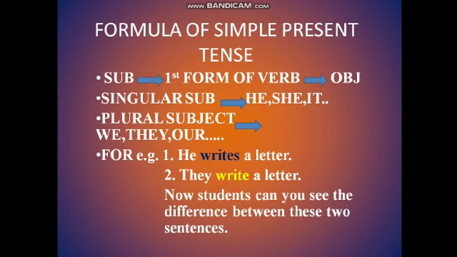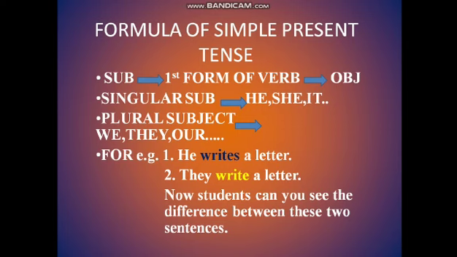Now, the formula of simple present tense: how to write a sentence in present form. Subject with first form of verb with object. If you have a singular subject, what is a singular subject? He, she, it is a singular subject, and plural subjects are we, they and you. So if you have these plural and singular subjects, how will we use the verb in present form? He writes a letter, they write a letter.